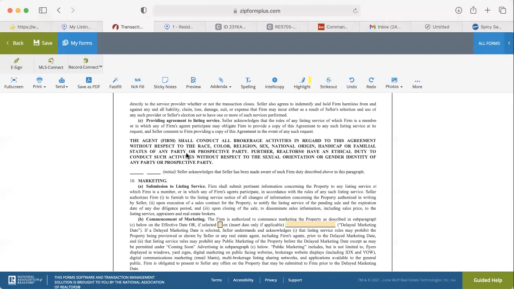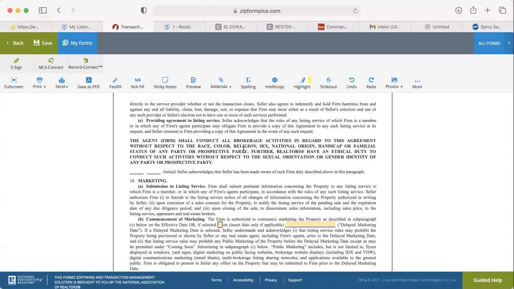In bold print, the next thing covers fair housing. By the way, April is Fair Housing Month. Good thing to pay attention to. But this says I cannot discriminate for any of these reasons: race, color, religion, sex, national origin, handicap, or familial status, of any party or prospective party. Further, realtors have the ethical duty to conduct such activities without respect to the sexual orientation or gender identity of any party or prospective party.